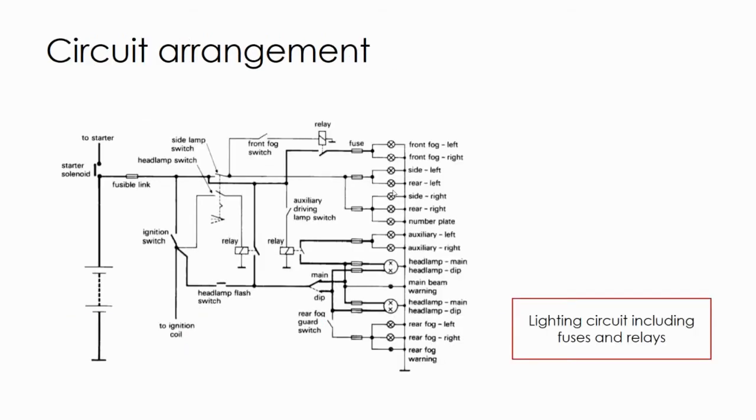This is the complete circuit arrangement of the complete electrical lighting circuit, which also uses the relay and the fuses. You can see the fuse is used for every single light or any equipment. It is mounted in the main supply to protect the circuit from a short circuit.